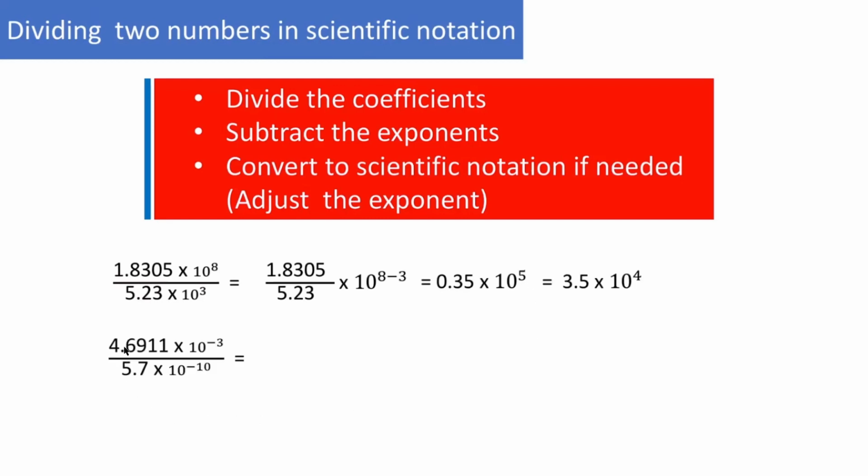Another example, again, divide this time. 10 to the power negative 3. Negative 3 minus 10. Be careful, minus 10 becomes plus 10. Plus 10 minus 3 is plus 7. So you get this times 10 to the power 7. Again, is not in scientific notation. Move this to the right 1 position, you reduce this by 1.